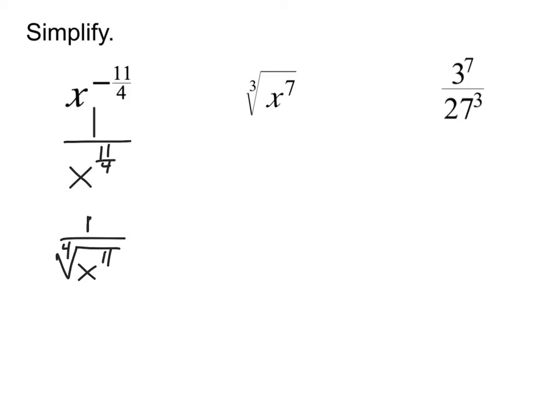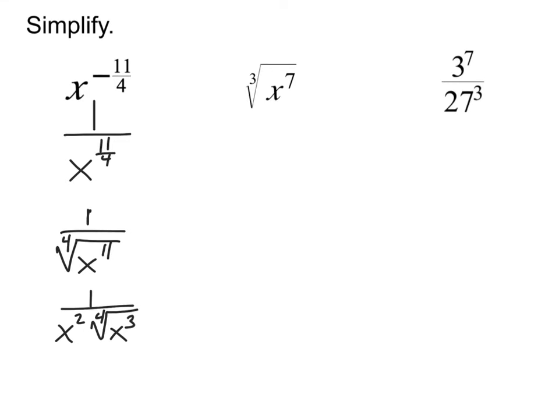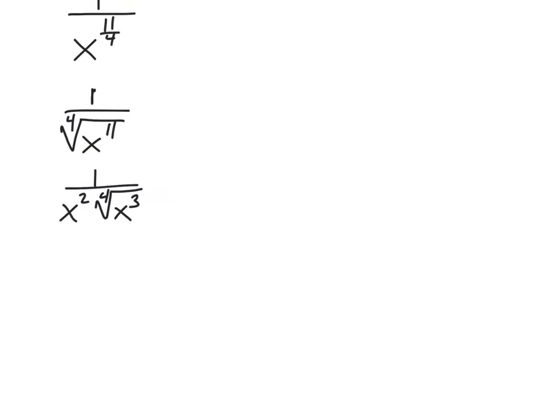Because, for one thing, we can simplify that radical there. So, let's actually go ahead and simplify that radical. So this is going to be 1 over... Okay, so how many sets of 4 can I pull out of 11? 2. So x squared. And then that leaves 3 more. So I still have the 4th root of x cubed there.